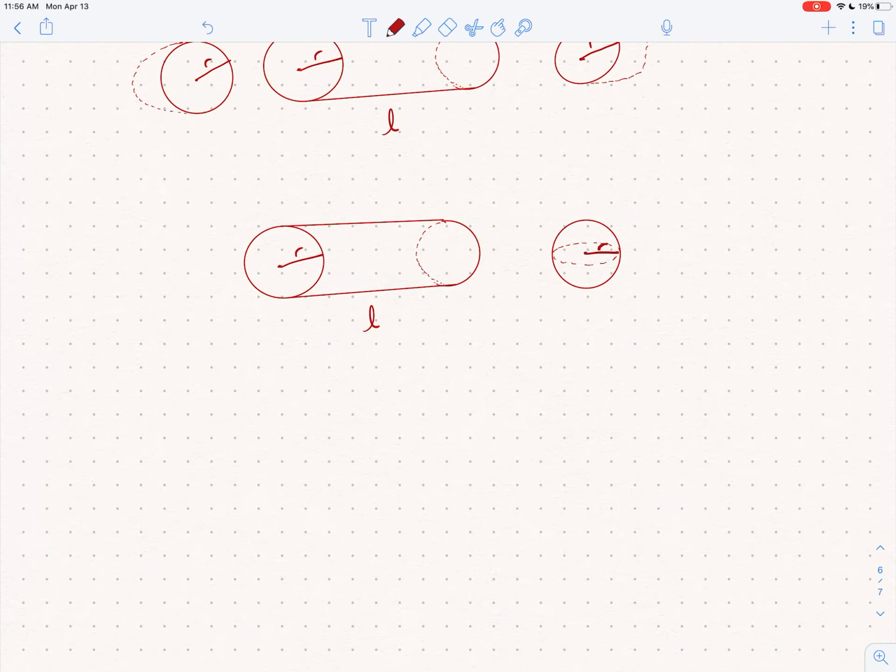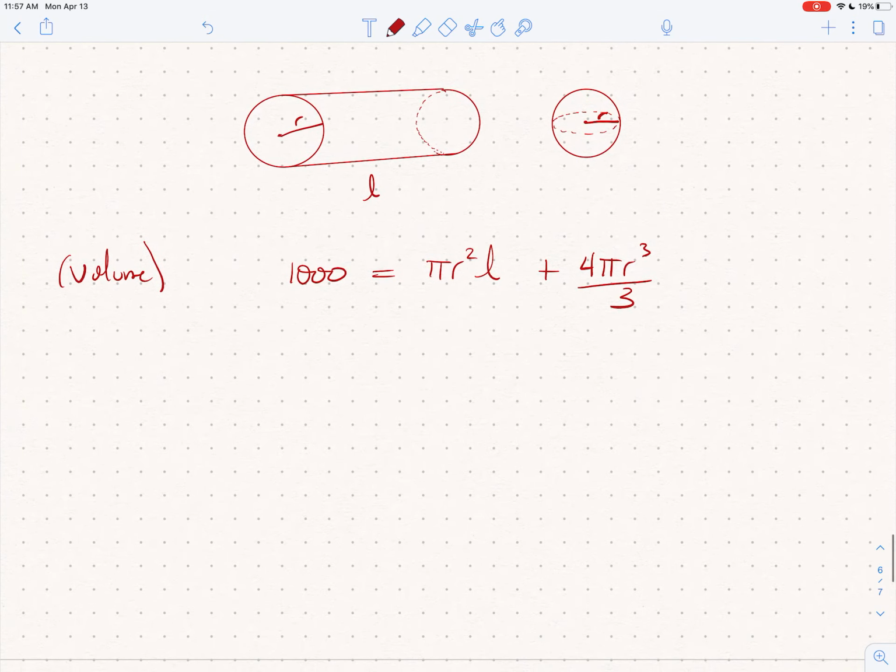So the first thing we should do is write down something about the volume. We were told that we need to have exactly 1,000 cubic feet of propane in our tank. So I'm going to say 1,000 is equal to the volume of this tank plus the volume of that part. The volume of a cylinder is just the area of the base times the length or the height. In our case, we're thinking of it as length, so it's going to be pi r squared L, plus the volume of the sphere, which is 4/3 pi r cubed, so 4 pi r cubed over 3. So that's our volume. This is going to be a constraint equation.